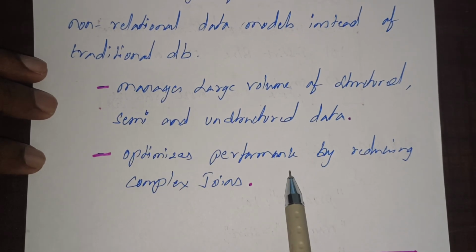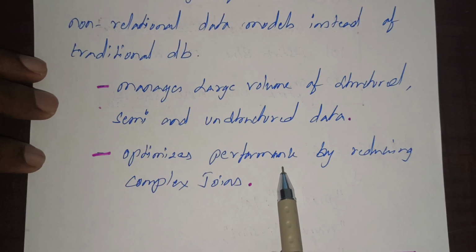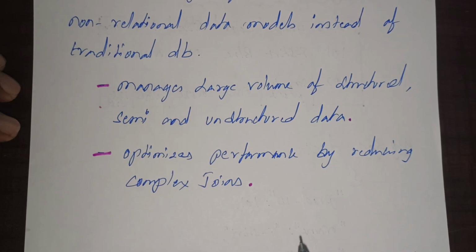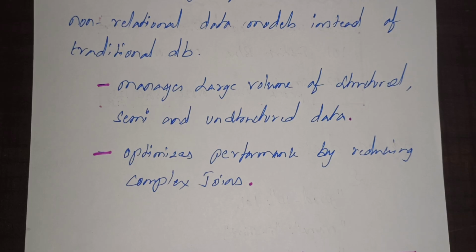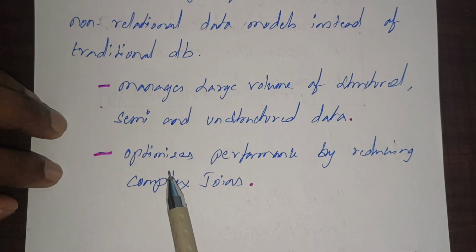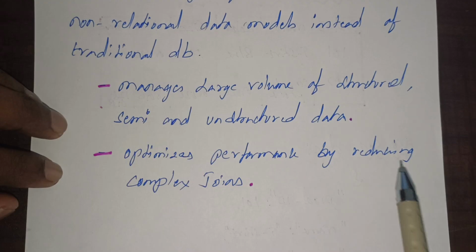Basically, NoSQL optimizes the performance by reducing the complex join operations. You might have seen there are so many joins in relational data models, because if we need a table to be extended, then we are always looking at n number of joins. A particular table can have an infinite number of joins, but here it optimizes the performance and totally reduces the complex joins.